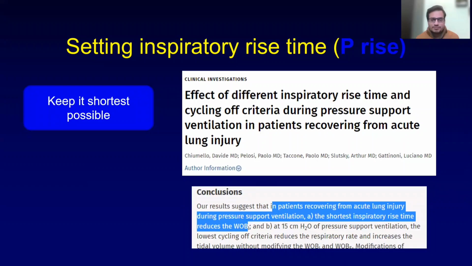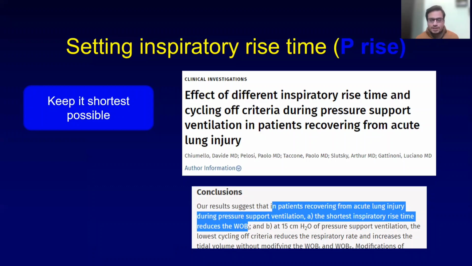A rapid rise time value will allow faster delivery of flow at the start of the breath. People are happier if they keep the P rise shorter to improve the inspiratory flow rate. So the shorter the P rise, the higher the inspiratory flow rate, the better the recruitment of alveoli, and the better the oxygenation. Improving the inspiratory flow rate improves the comfort of breathing and reduces the work of breathing. That is the biggest advantage of keeping the shortest possible P rise.